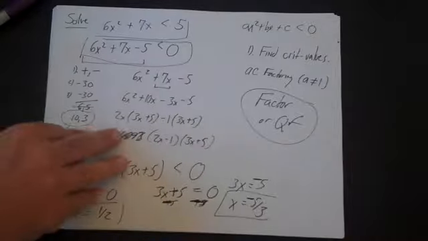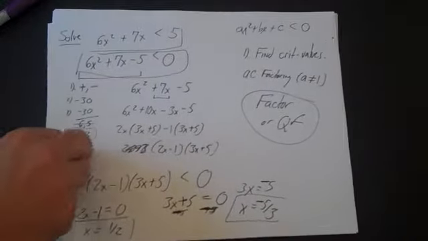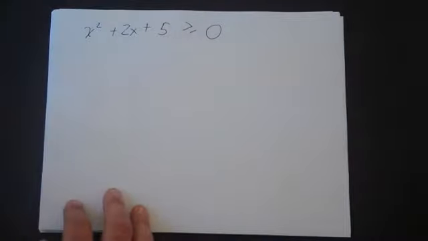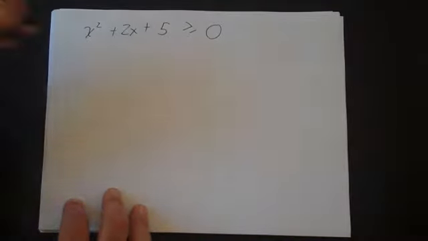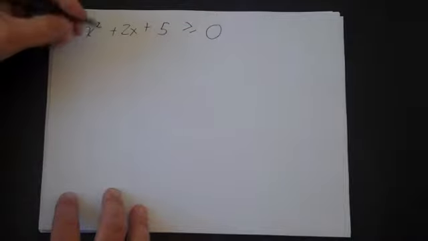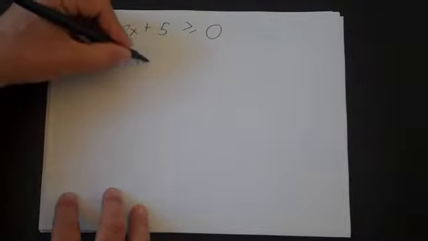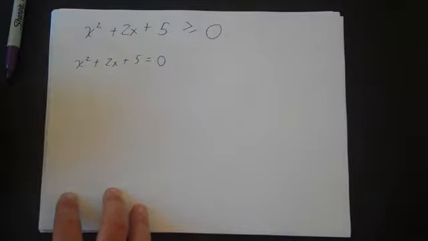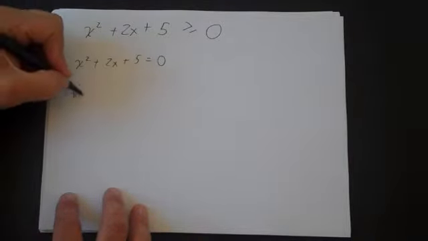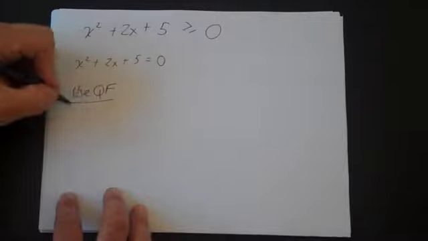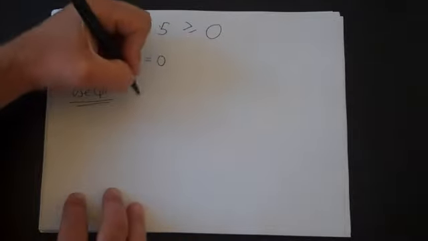Let's do one more example. In this one, let's do x squared plus 2x plus 5 is greater than or equal to 0. First thing is I'm going to find the critical value. It's already equal to 0. I'm going to go x squared plus 2x plus 5 is equal to 0. I'm going to try to factor that, and I'm not going to be able to, so I'm going to use quadratic formula. Remember, the only reason we factor is because it's often easier than the quadratic formula.